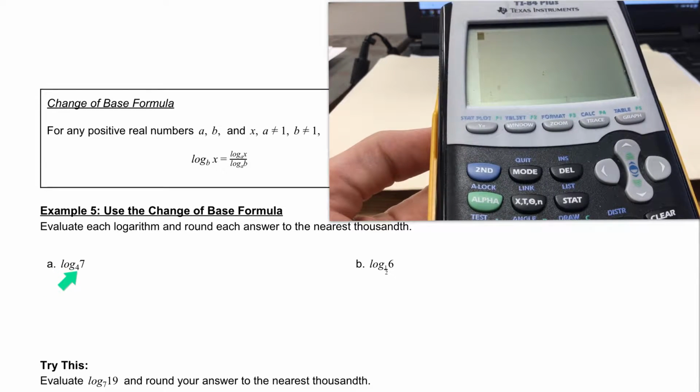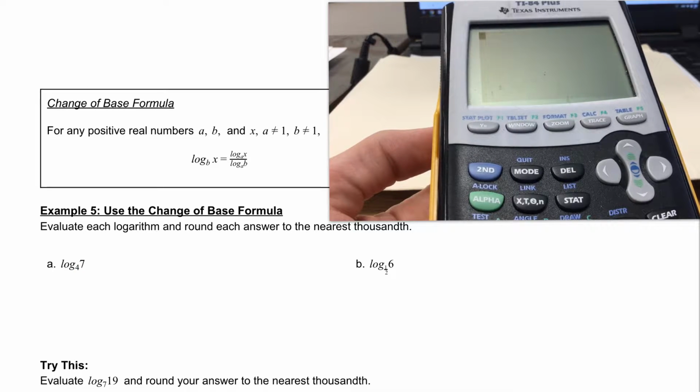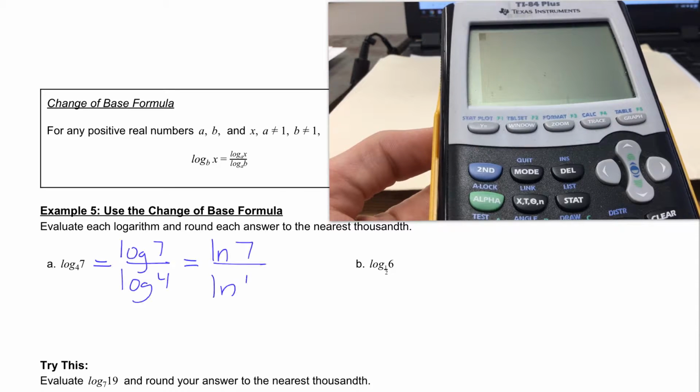In letter A, we have the log base 4 of 7. Normally you could think to yourself, well, 4 raised to what power is going to be 7? But that's not going to come out nice. You could look to plug it into your calculator, but again, there's no base 4 on your calculator. So we're going to use the change of base formula. We could use the log base 10, or the log of 7, and divide it by the log of 4. Or we could use the natural log of 7 divided by the natural log of 4.